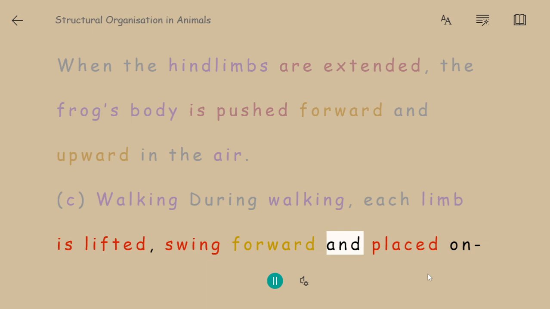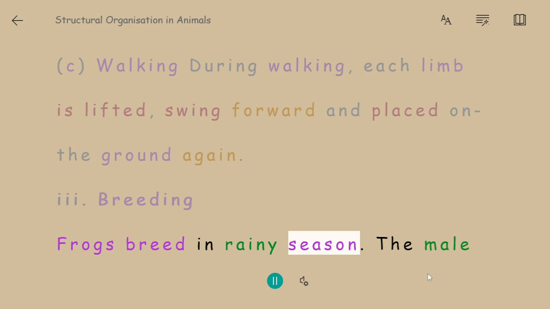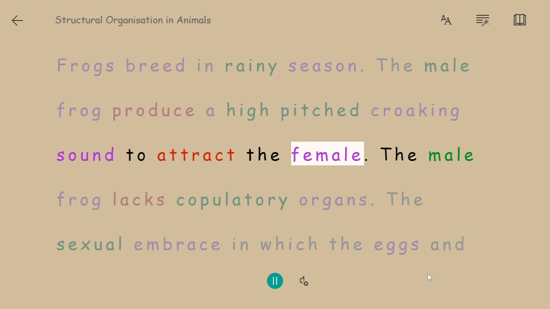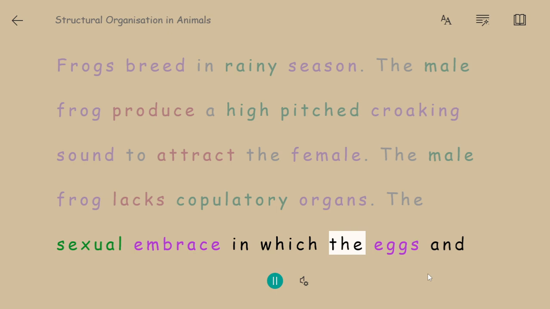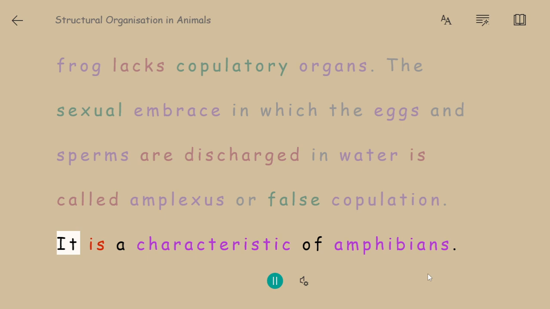3. Breeding. Frogs breed in rainy season. The male frog produces a high-pitched croaking sound to attract the female. The male frog lacks copulatory organs. The sexual embrace in which the eggs and sperms are discharged in water is called amplexus or false copulation. It is a characteristic of amphibians.